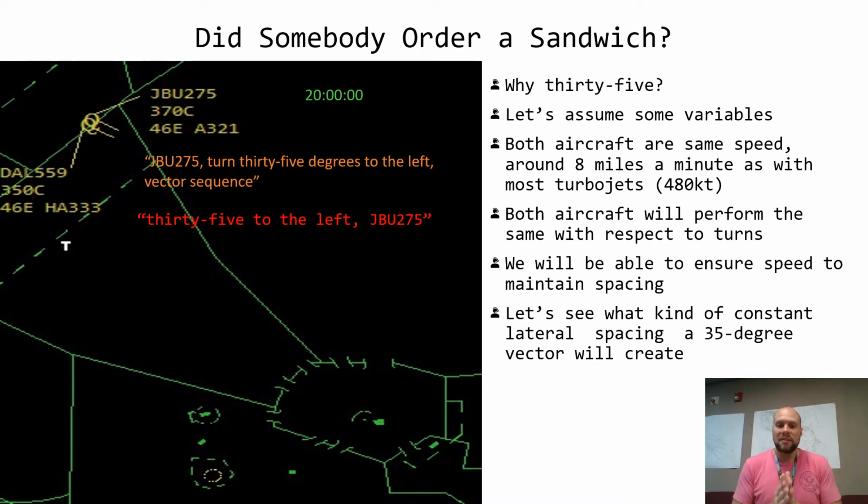Let's see what kind of constant lateral spacing a 35-degree vector will create, right? So we know that JetBlue 275 is going to turn out to the east while Delta 559 remains on course. Now, the beautiful thing about vectors is as those lines go out into infinity, one going southeast, one going to the east, they will continue to create separation at an exponential rate. So bearing that in mind, let's go back to take a look at a visual aid and visualize how this is going to work out. Okay, see you there.